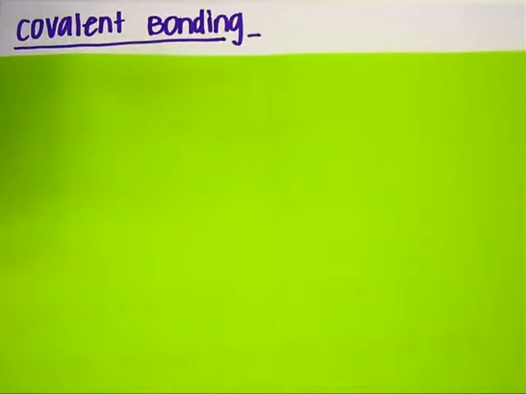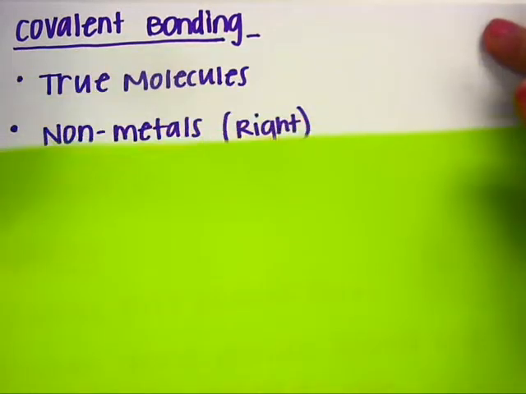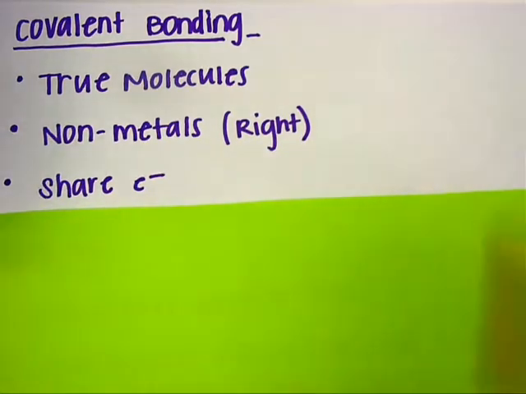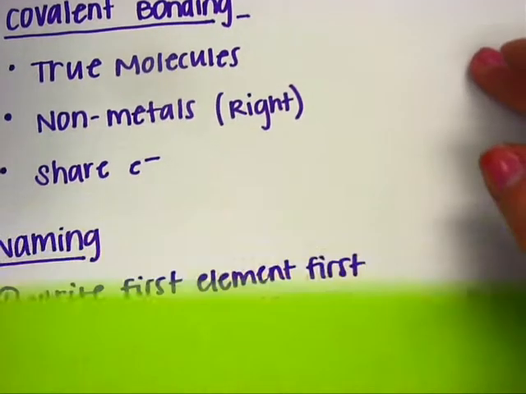Covalent bonds are what we call true molecules, meaning that they are going to share electrons, and so there's going to be a mutual benefit for each of those atoms. They're made up of nonmetals, so they're on the right-hand side of the periodic table, and it's going to be two or more nonmetals that make a covalent bond. So what we're going to talk about today is how to name those covalent bonds.